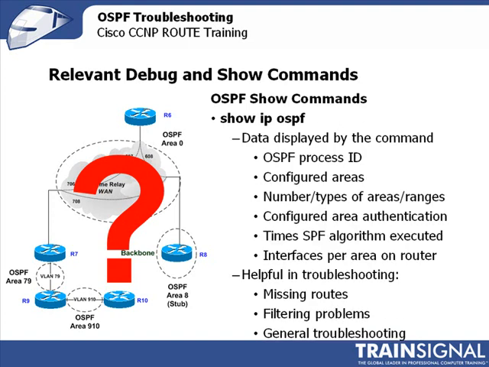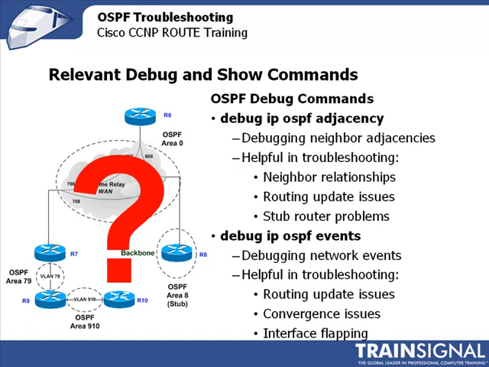And finally, another command that's very helpful is the show IP OSPF command. It shows the process ID, the configured areas, the number and types of areas, the ranges of those areas, and configured area authentication. Something else that's helpful is it shows the number of times the SPF algorithm has been executed. If you look at a particular area and you see a very high number of SPF calculations, it could be a flapping router or an interface with an issue. It also shows you interfaces per area on the router. It's helpful for missing routes, filtering problems, and general troubleshooting.